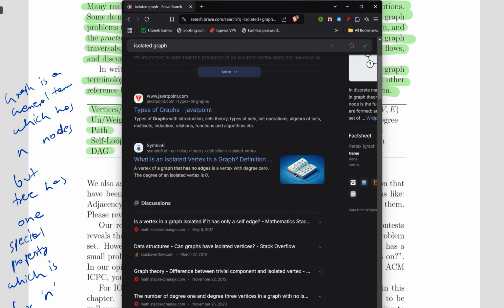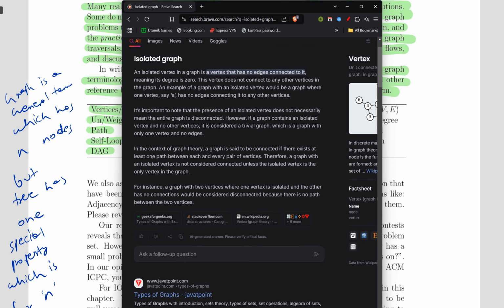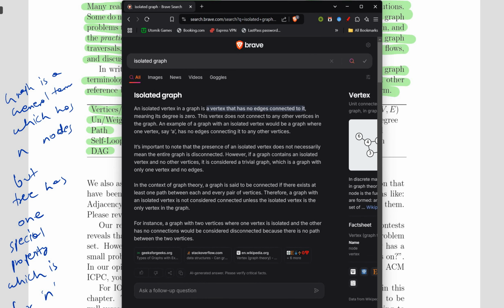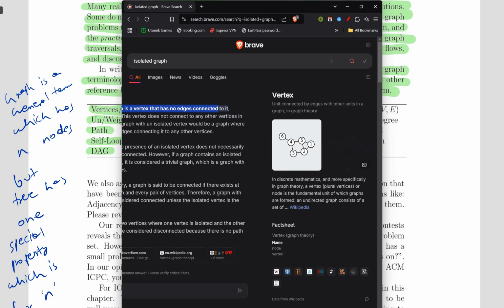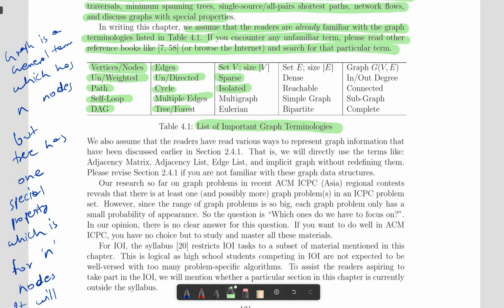A vertex is a self-loop vertex if it has only a self edge. This is not an isolated vertex. An isolated vertex in a graph is a vertex that has no edges connected to it, meaning its degree is zero. Let's consider its name is one. This is one node and no edge is connected to it, so this is isolated.